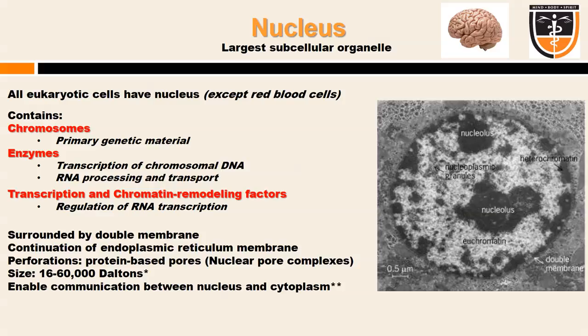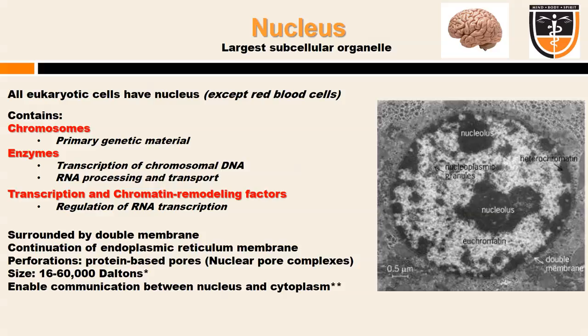Now, the nucleus contains chromosomes, which we know are the primary genetic material. They contain enzymes, very important, that are involved in transcription of chromosomal DNA. They also contain enzymes that are involved in the production of RNA, which means the production of protein that is very important in the function of the cell. They also have transcription and chromatin remodeling factors that regulate the transcription of RNA and regulate the process of production of protein further down the road.